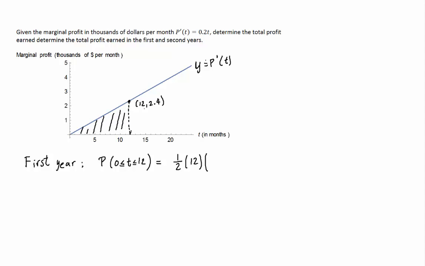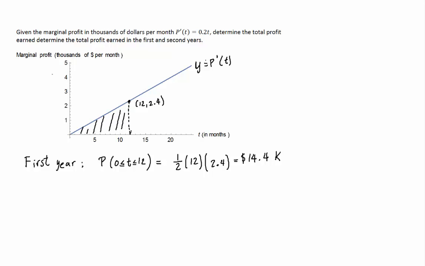And so the base of the triangle is 12, and the height is 2.4 thousands of dollars. So you put that here and then multiply, and this is going to be 1.2 times 12, which is 14.4 thousands of dollars. So that gives you the profit for your first year.